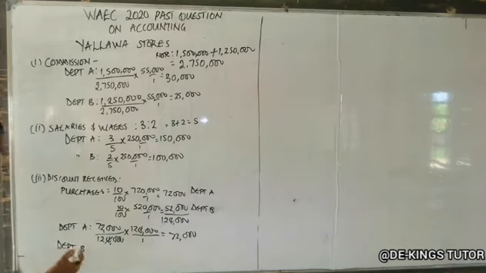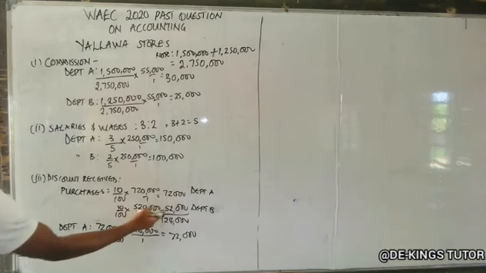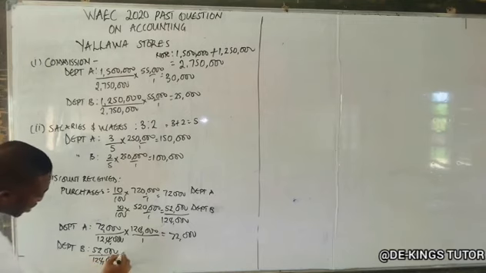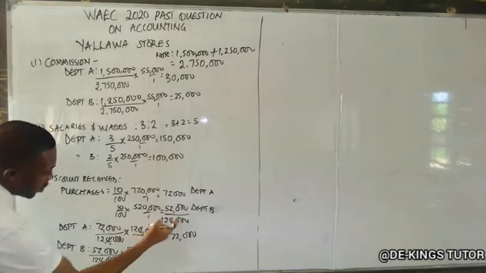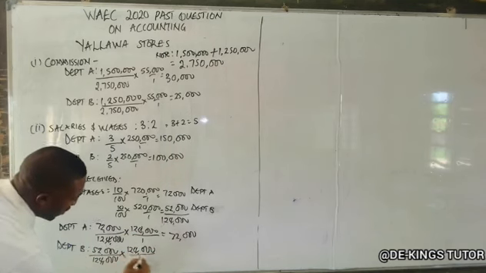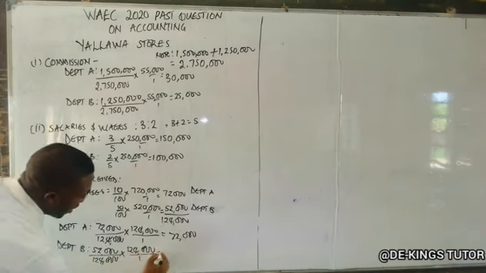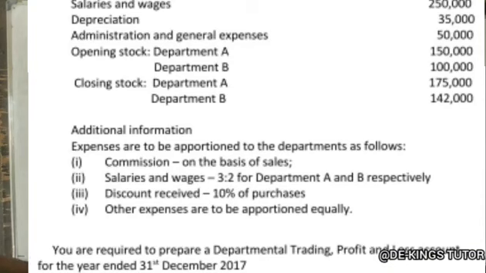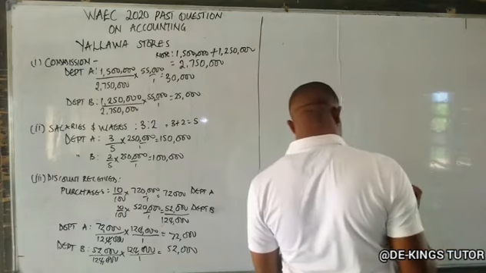52,000 over 124,000 times 124,000, which is the amount of discount received, over 1. So this cancels this, we have 52,000. So this is all you're supposed to apportion to Department A and B for discount received. Okay? So the next one is, they said other expenses are to be apportioned equally.